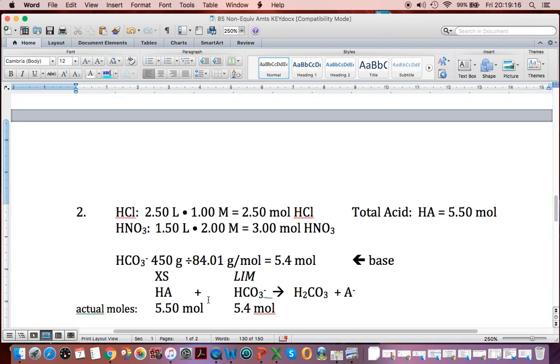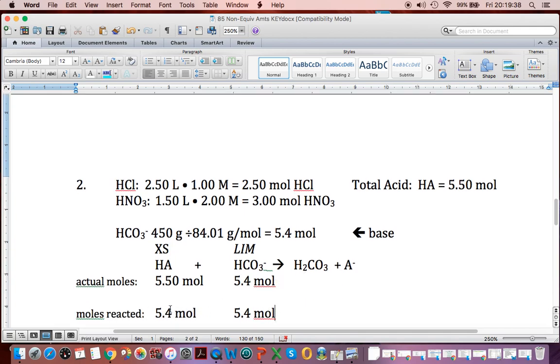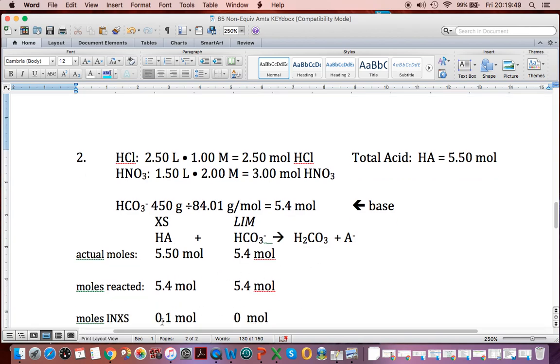Now, having done that, we need an equation. So we take our acid, HA, we add it to our base, HCO3 minus, and we make H2CO3 and A minus. And in titration, once we have our balanced equation, and we see it's 1:1, we really don't care about the products after that. So here are our actual moles. Now we look at the moles reacted. We take the smaller amount, it's 1:1, so all the 5.4, all the base gets used up, and we're going to have an excess of the acid. So we get 0.1 moles in excess, remembering our stoichiometry limiting and excess from last year.